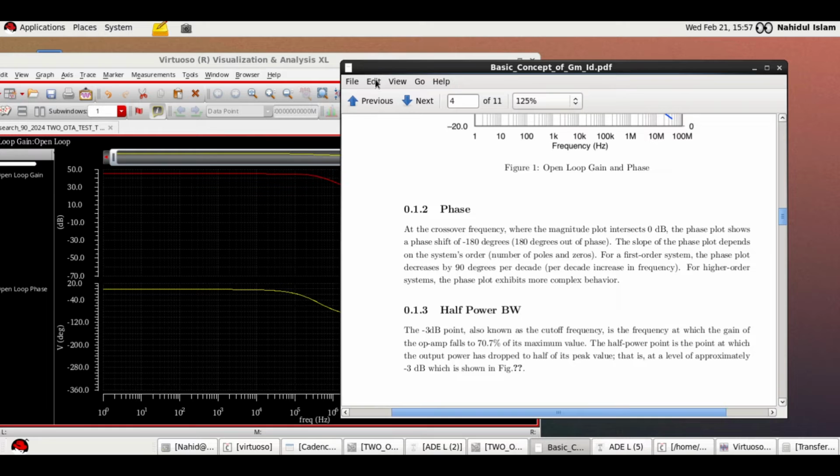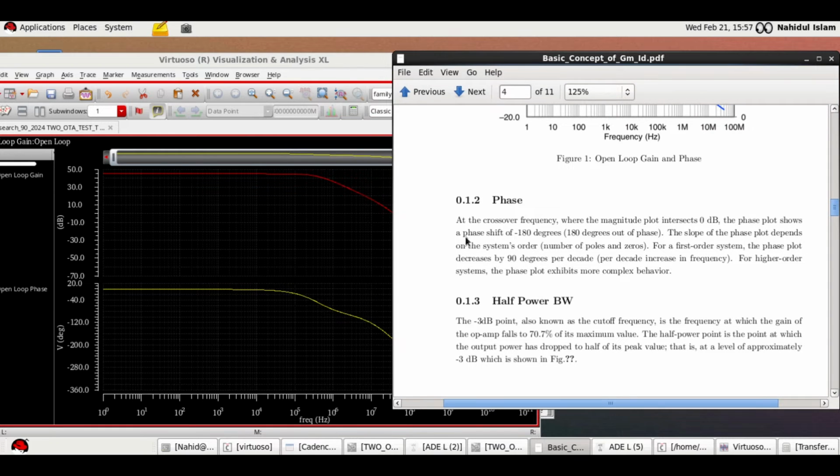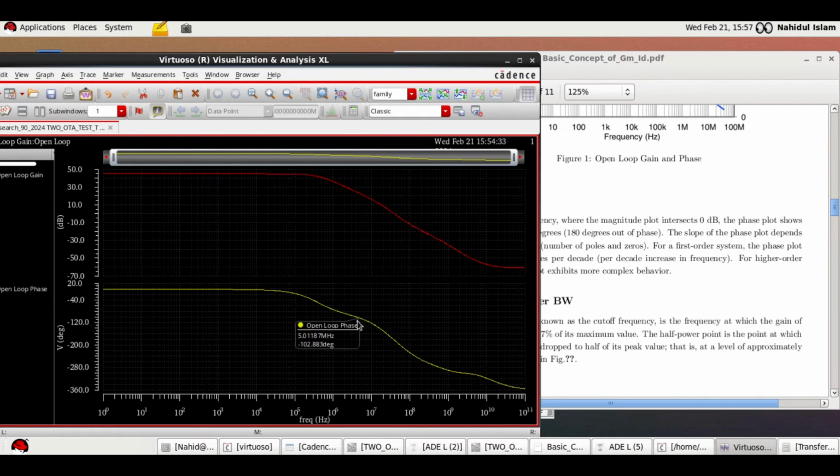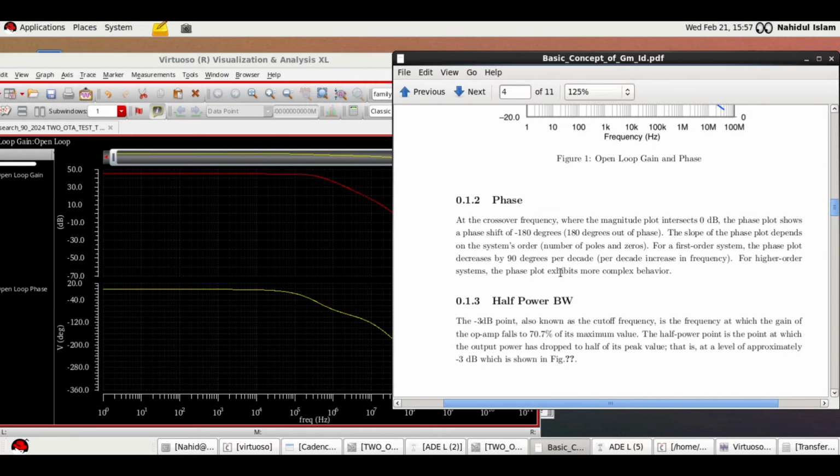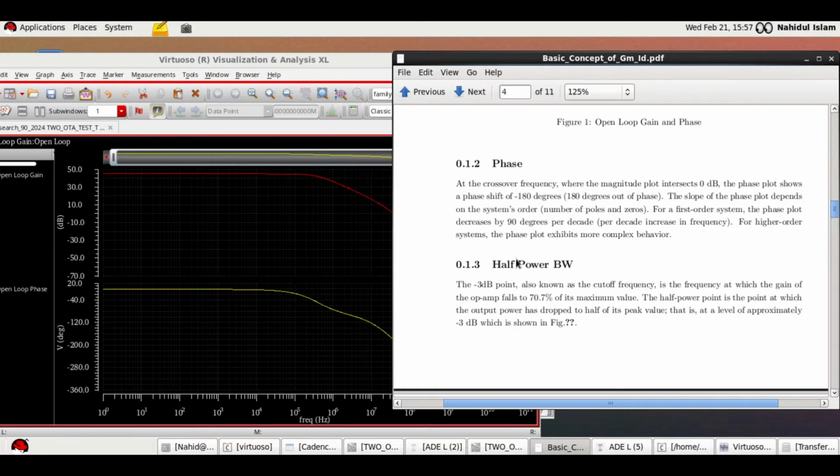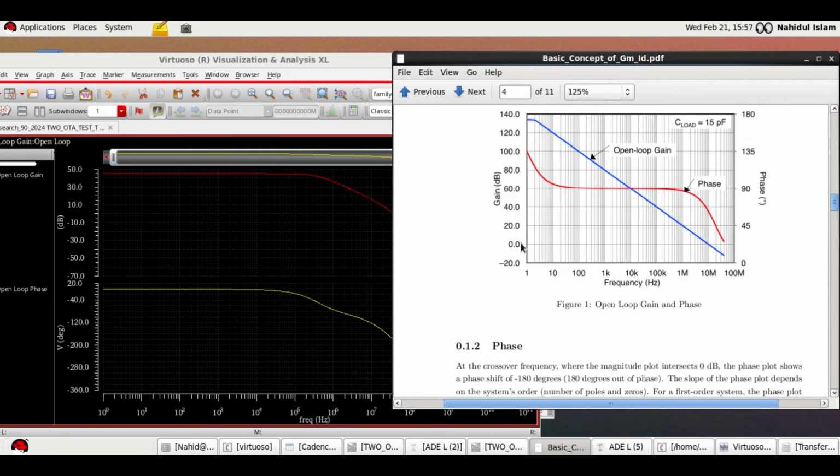Also, if I show the phase, the slope of the phase depends on the system's poles. For every pole, the phase shifts 90 degrees per decade. For a higher order system, we get higher order poles.